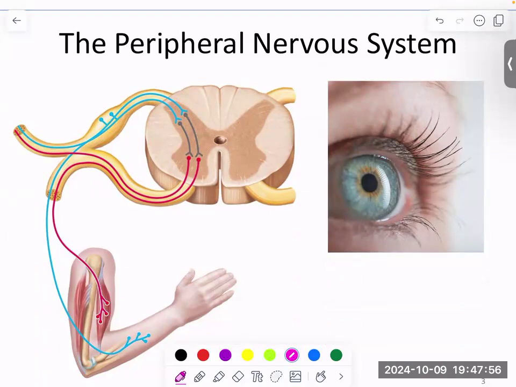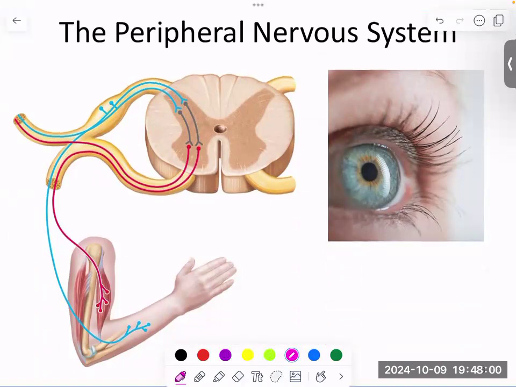Just like here. We talked about what information moves through the dorsal root, correct? What is that blue neuron? It is sensory. What is the red neuron? Motor. You can see it recruiting the muscle.